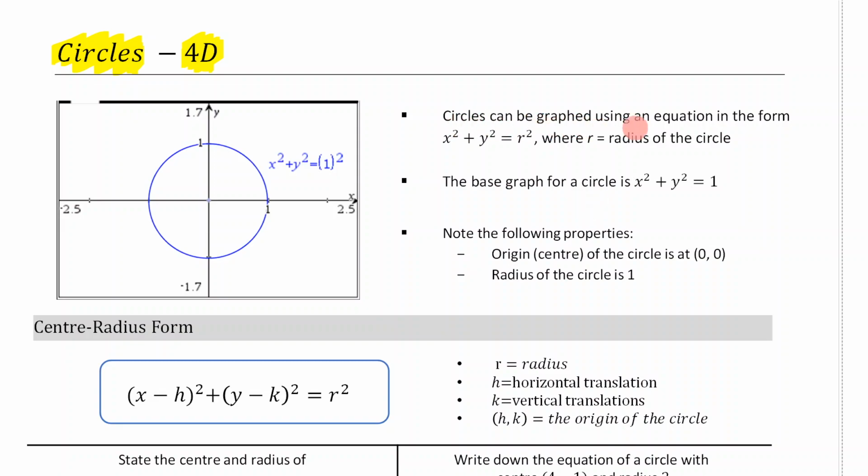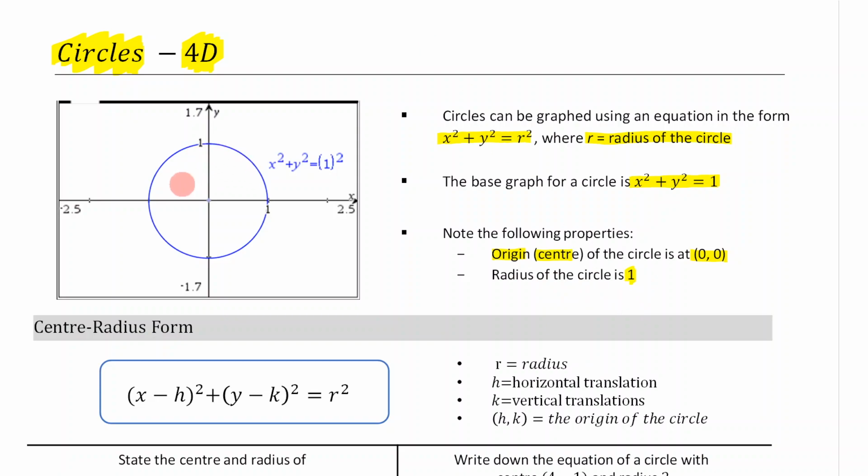Circles can be graphed using an equation in the form x squared plus y squared is equal to r squared, where r is the radius of the circle. The base graph for a circle is x squared plus y squared is equal to 1. Note the following properties about this base graph: the origin or center of the circle is at 0, 0, and the radius of the circle is 1. Let's see what that means.